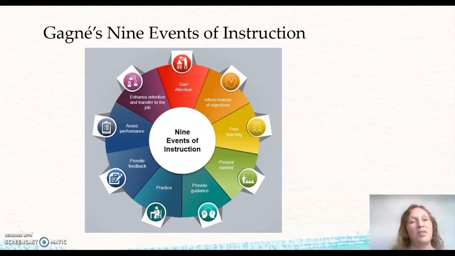Assessing the performance is the eighth step. Gagne suggests that teachers assess learning in different ways throughout the lesson to determine if students are meeting the learning objectives. The last step is retention and transfer. Practice, practice, practice. Students may not like the idea of practicing or schoolwork in general, but practicing is what creates those strong connections that are needed to keep the information in memory.